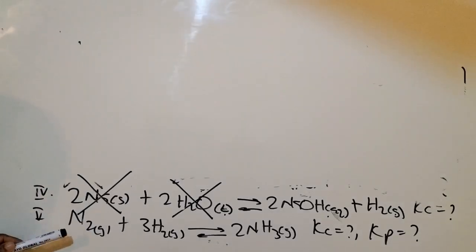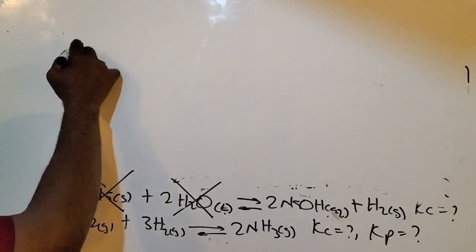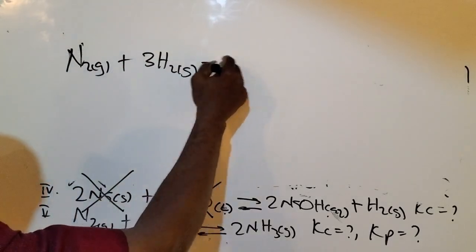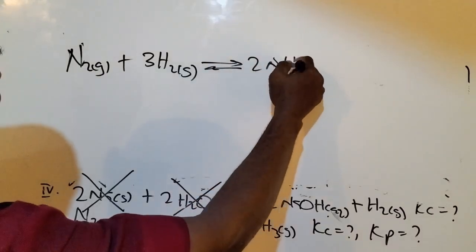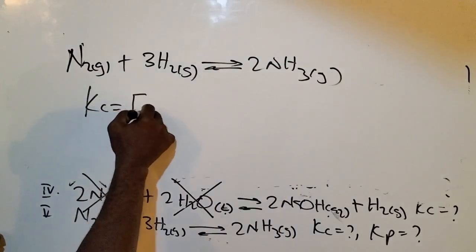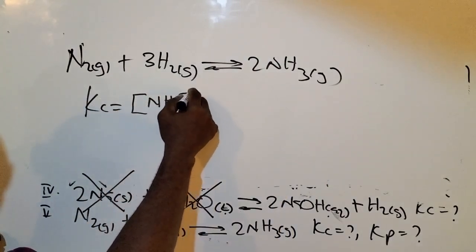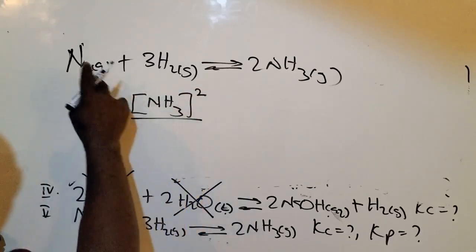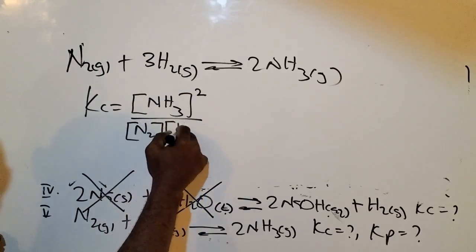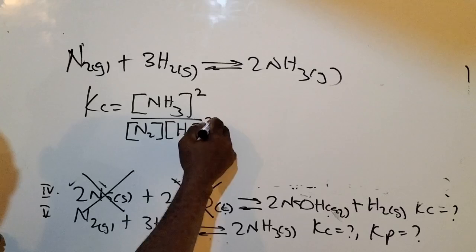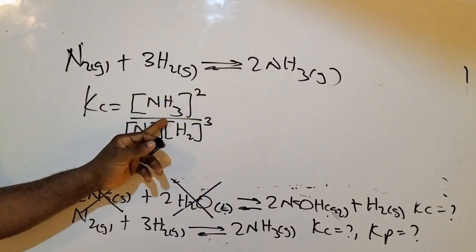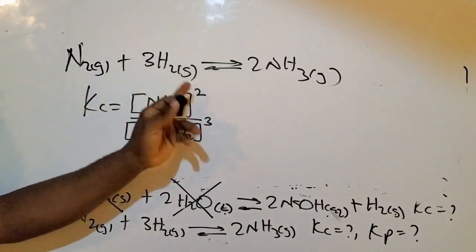We'll go to number 5. So we have the Kc expression for this reaction. So to get the Kc expression for this reaction, our Kc becomes the concentration of the product ammonia, to the power 2, all over that of nitrogen, then multiplied by that of hydrogen to the power 3. Number of moles is taken into consideration. The number of moles here is 1, so nothing is up. Here is 2, and here is 3.